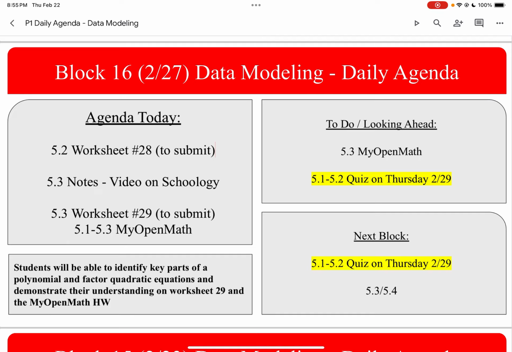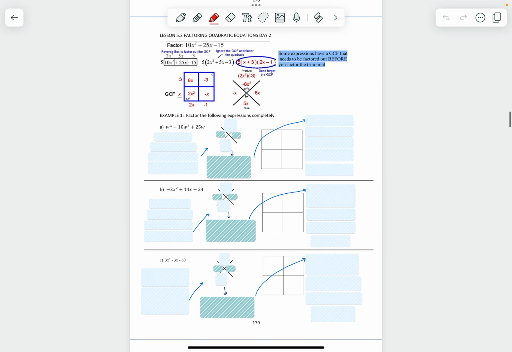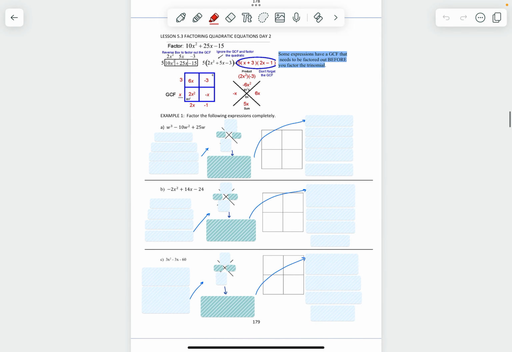Now, we are going to move into the 5.3 notes. Get your binders open up to the 5.3 notes, which is factoring quadratic equations, day 2.